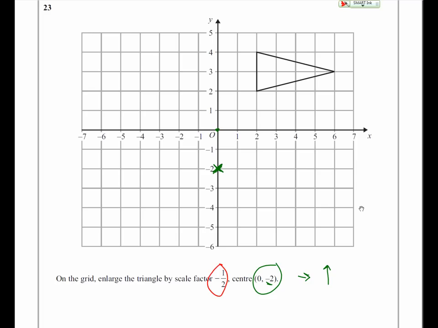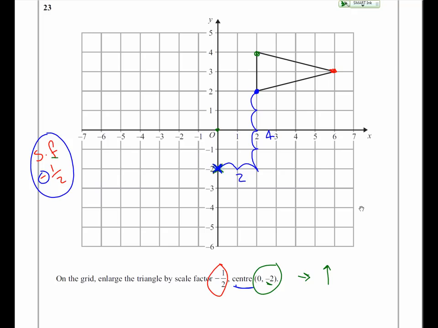So this is going to be scale factor -1/2. Now, the scale factor of -1/2 means that you count backwards when it's a negative. And that actually transforms the shape. We'll see what happens. Now, let's colour code. So, first corner, second corner, third corner. To get from the centre of enlargement to this first corner, we go 1, 2, and then 1, 2, 3, 4. So 2 across and 4 up.